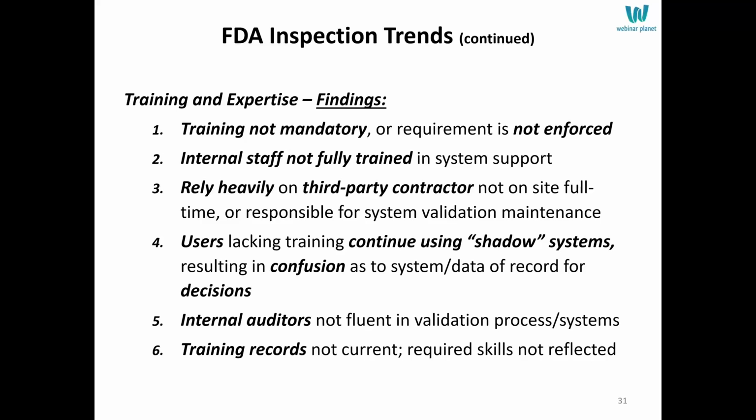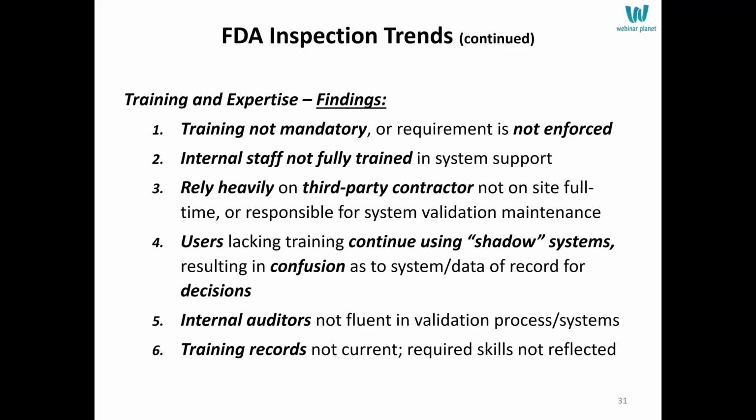And when users are given a new system, they may be used to using, for example, a spreadsheet for the last 20 years that worked well for them, and they were comfortable with it. They don't want to go to a new system in some cases. And so some of those users will actually use both systems during their work in the beginning, at least, when the system is put in place. They'll have two sets of books, making it difficult to determine which is the system or data of record for making decisions. And internal auditors, your quality people, not fluent in validation, how you do it in your company.